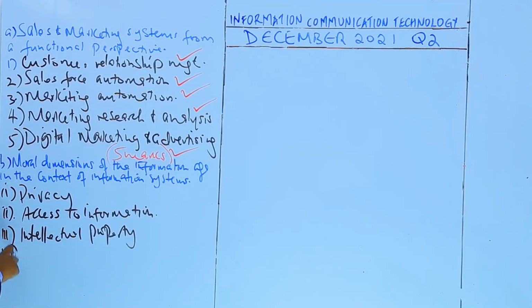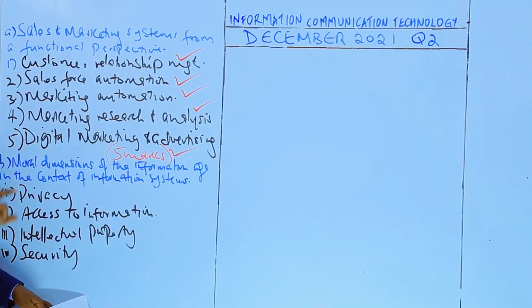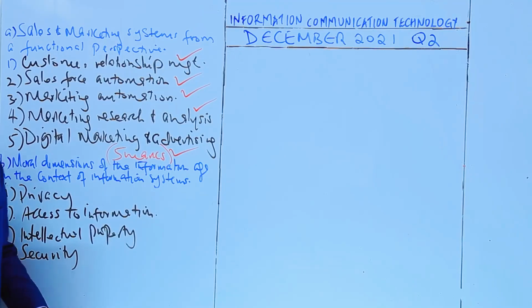Number 4, security. The information age brings heightened concerns about cyber security, about data breaches and malicious activities. And therefore, organizations have a moral obligation to protect sensitive information. They have a moral obligation to implement robust security measures and also prevent unauthorized access or use of data.